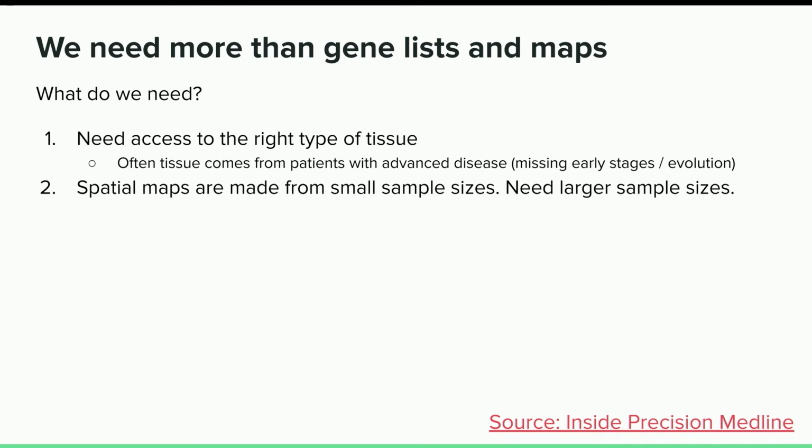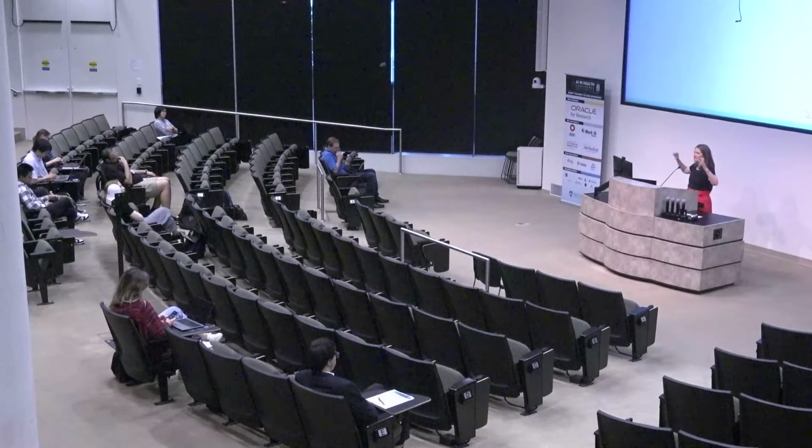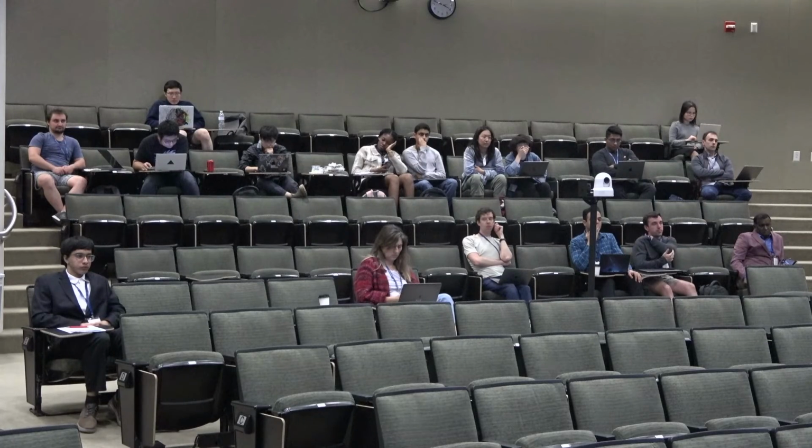Spatial maps, right now, are all being created from very small sample sizes. So you may see, I have 50,000 spots, but that probably comes from 5 to 10 donors. That's not necessarily the end that we care about. We care about how many donors these spatial replicates came from.